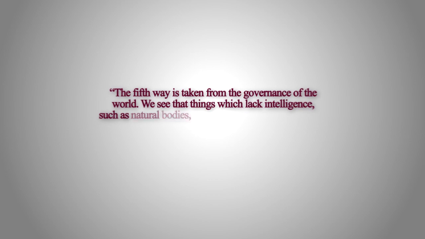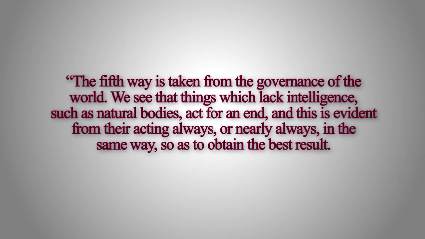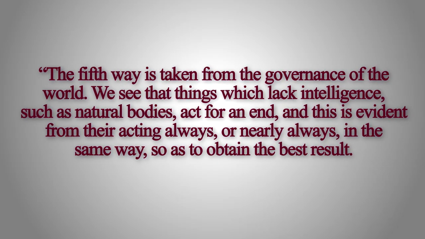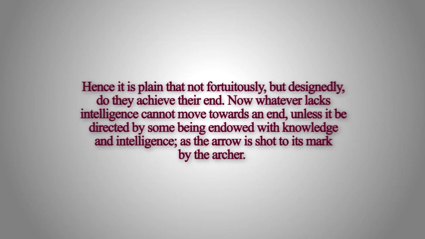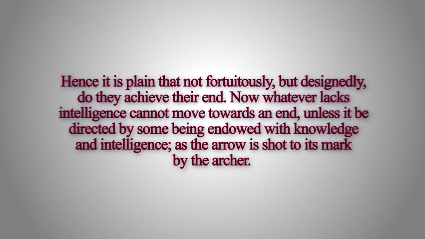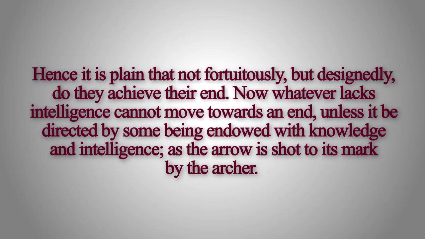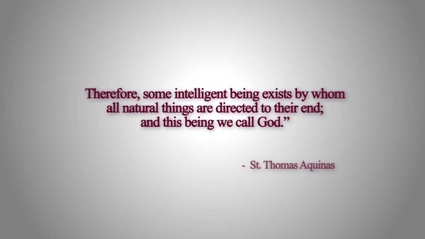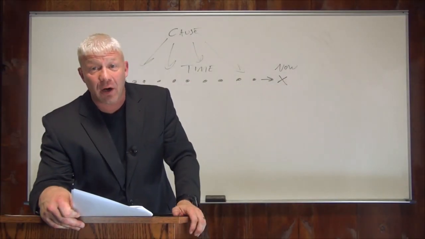The fifth way is taken from the governance of the world. We see that things which lack intelligence, such as natural bodies, act for an end. And this is evident from their acting always, or nearly always, in the same way so as to obtain the best result. Hence it is plain that not fortuitously, but designedly do they achieve their end. Now whatever lacks intelligence cannot move towards an end unless it be directed by some being endowed with knowledge and intelligence, as the arrow is shot to its mark by the archer. Therefore some intelligent being exists by whom all natural things are directed to their end, and this being we call God.